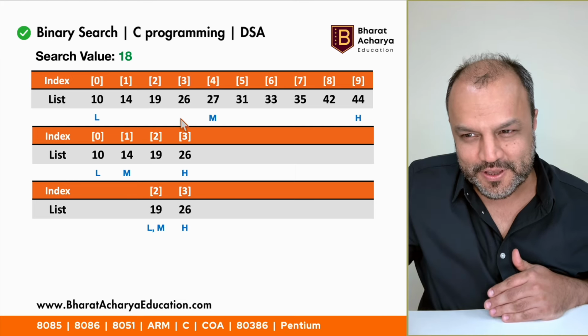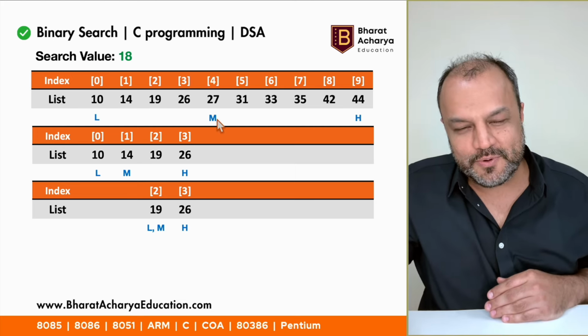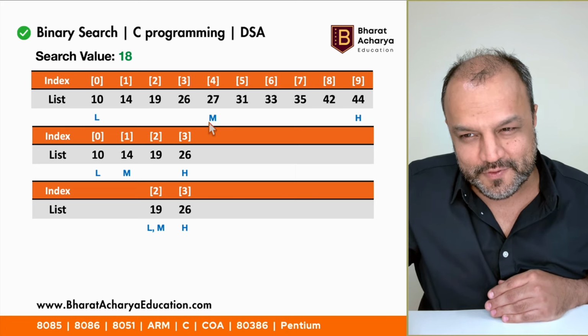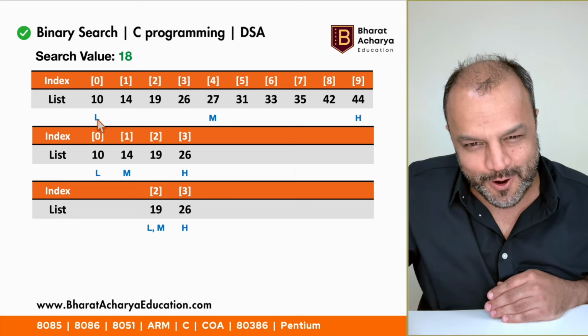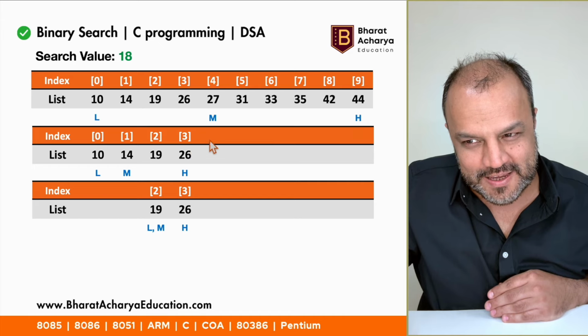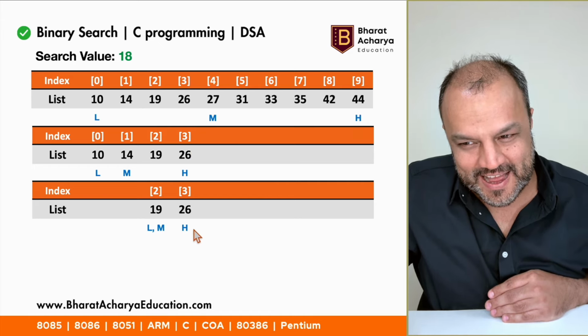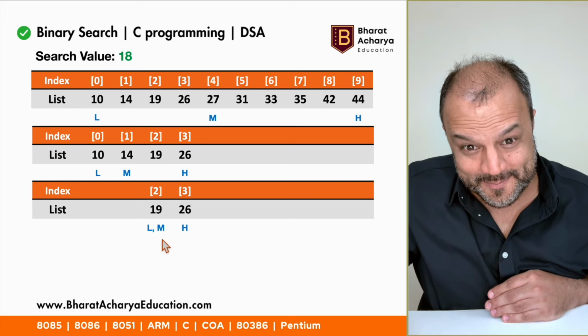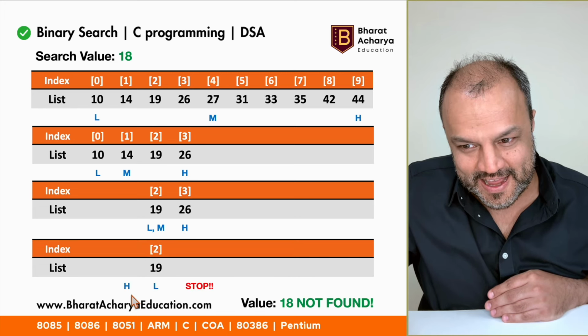If you want reference, look here. First time I compared 18 with 27. 18 was less. So we went left. Low remains what it was. High becomes M minus 1. So low will remain what it was. High will become M minus 1, which means high will come here.